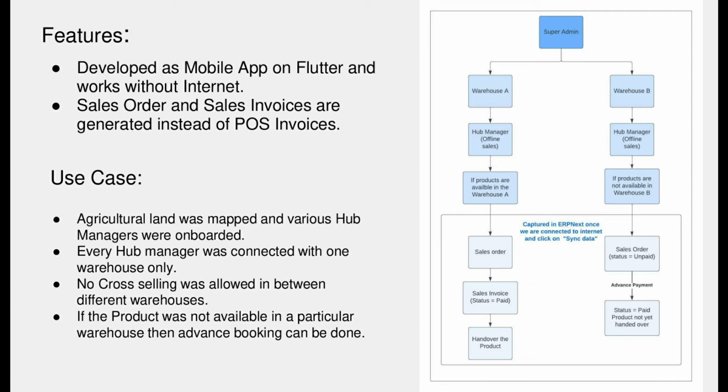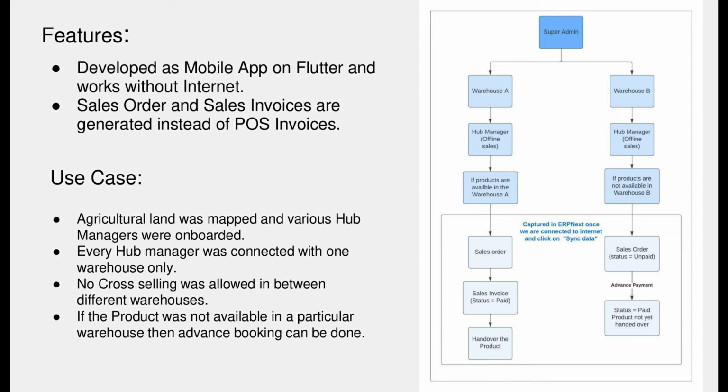And suppose the hub manager is connected to warehouse A and there are no products available, then the hub manager can book the order. He can book the sales order, but the sales invoice will not be raised, and a sales order will be created in your mobile POS stating that this order is not available in your warehouse, but the order has been booked against it, and it has to be delivered to the farmer. So all these things will be happening in the mobile POS itself.